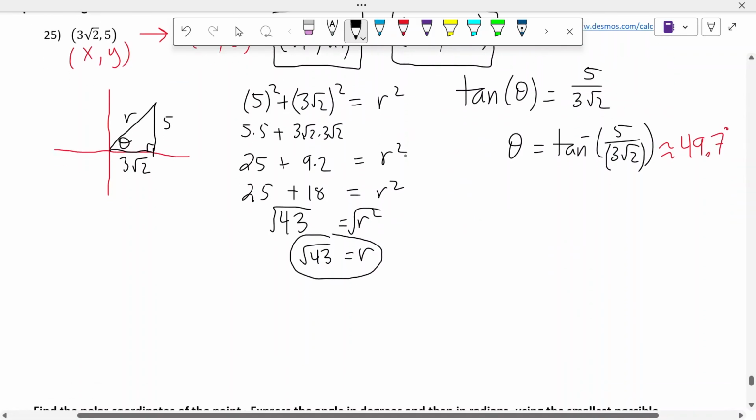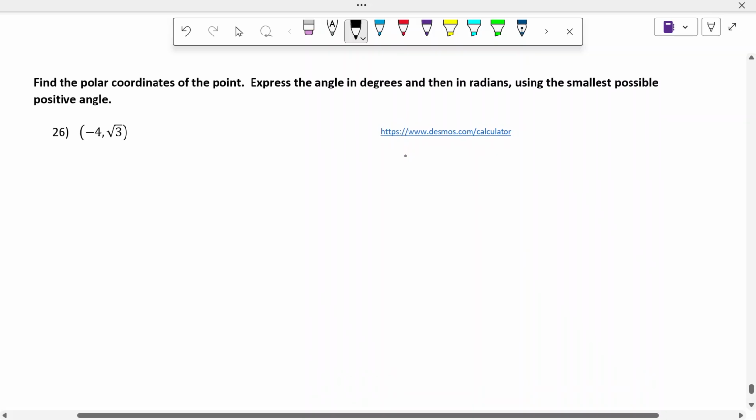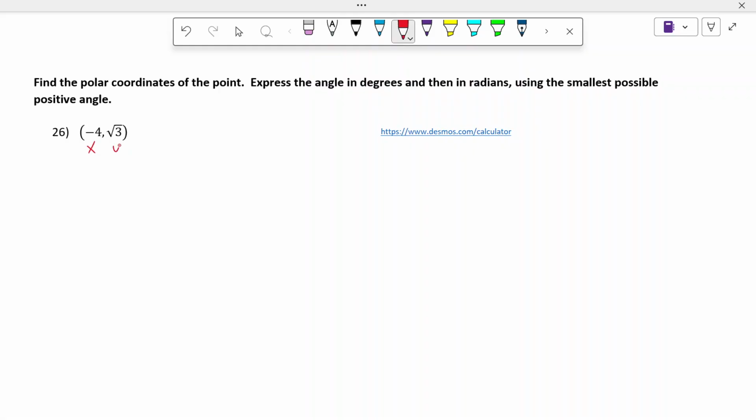Let's do another problem here. Again, it says find the polar coordinates of the point. Express the answer in degrees and in radians. Remember, this is the x and this is the y. We're trying to turn it into an r and a theta. So if I draw my picture, this time actually I noticed I need more space over here because we're actually going this way. It's a negative x value, so we're going negative 4 there, and then we're going positive root 3 there.